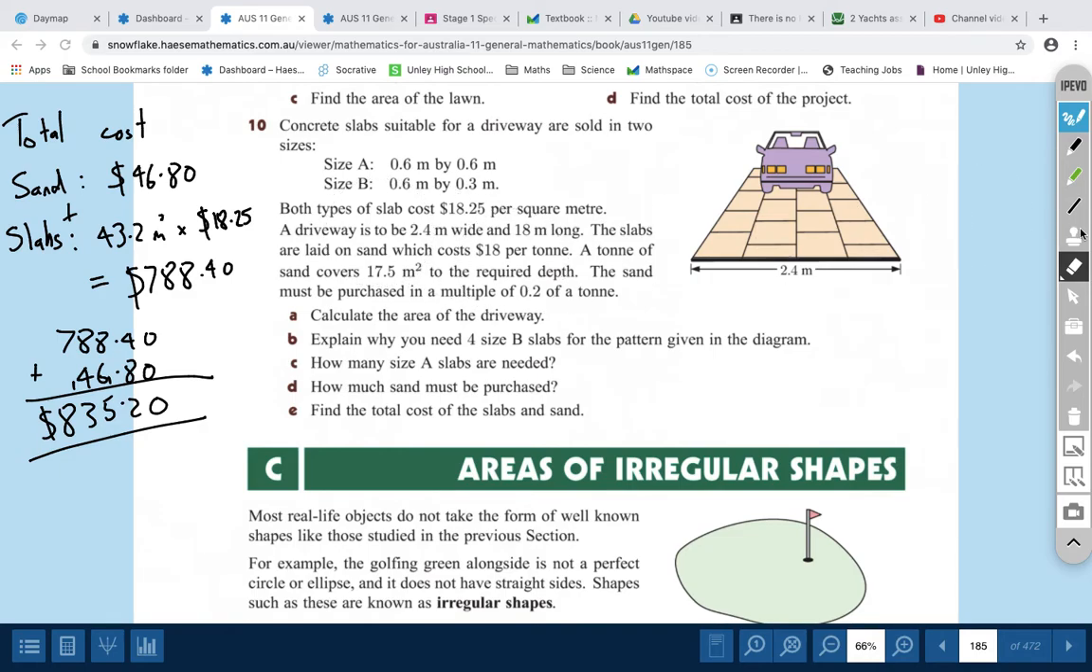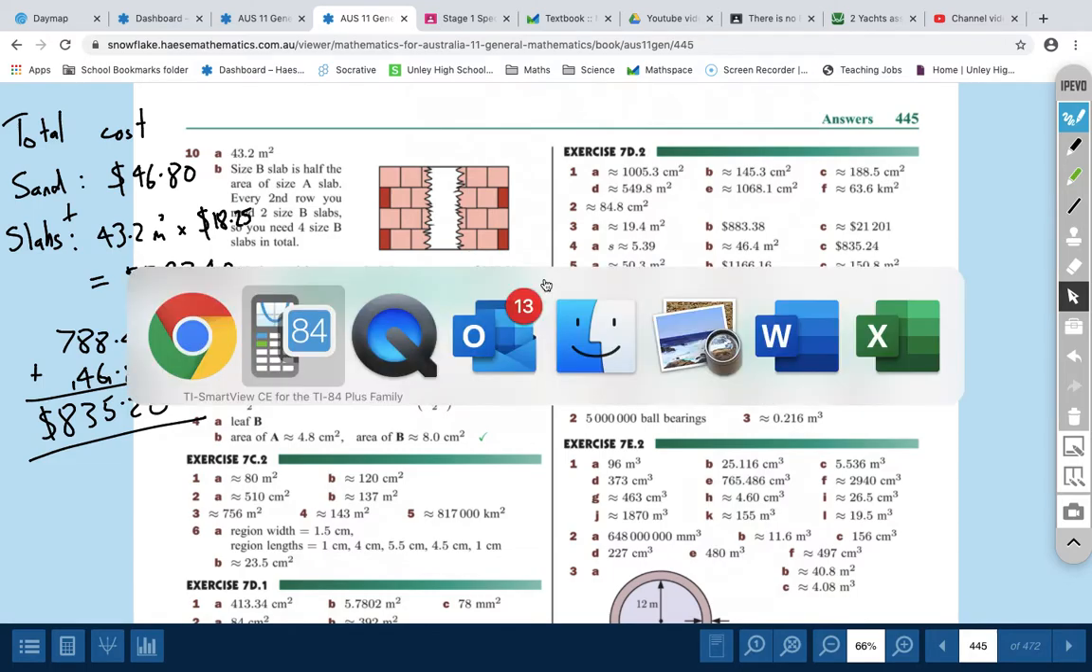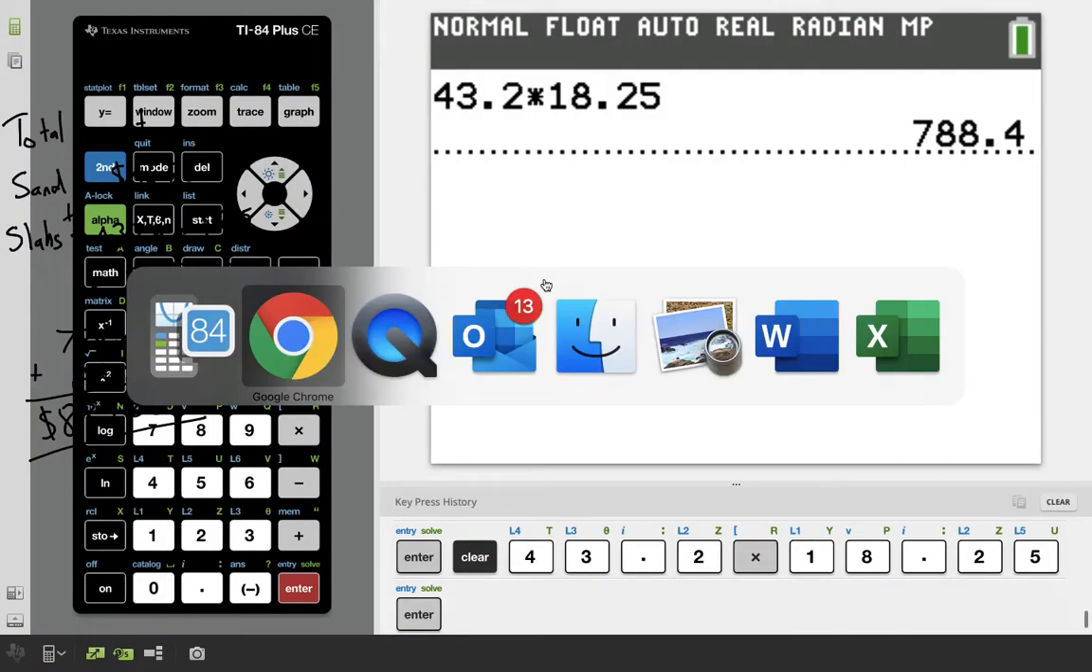All right, so I've got the answers open. This is question 10. I haven't actually checked this answer yet, so let's have a look. $835.20? There we go. Fantastic. All right, this is where you do your Leighton Hewitt. Down on one knee, fist pump. Yes. Hashtag nailed it.